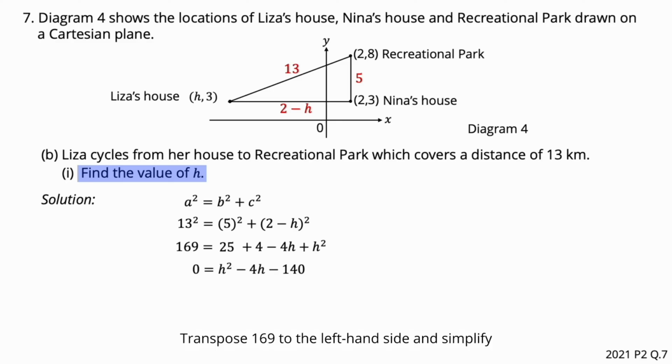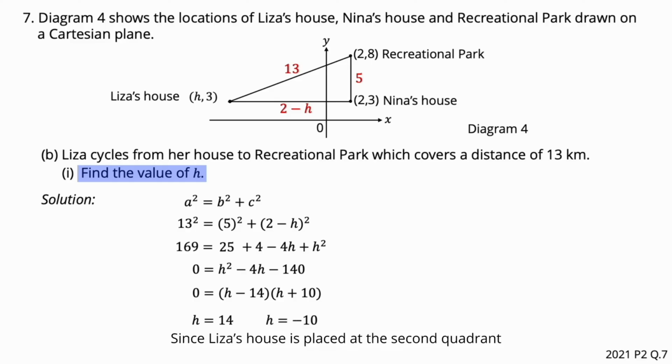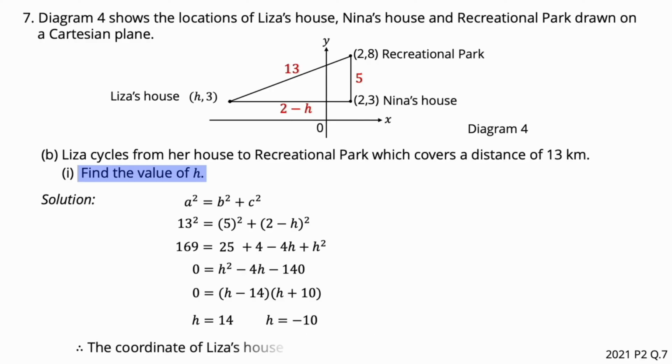Transpose 169 to the left hand side and simplify. 0 equals h square minus 4h minus 140. By factorization, 0 equals (h minus 14)(h plus 10). h equals 14 and h equals minus 10. Since Liza's house is placed at the second quadrant, x is negative. So, the coordinate of Liza's house is (minus 10, 3). Then h is minus 10.